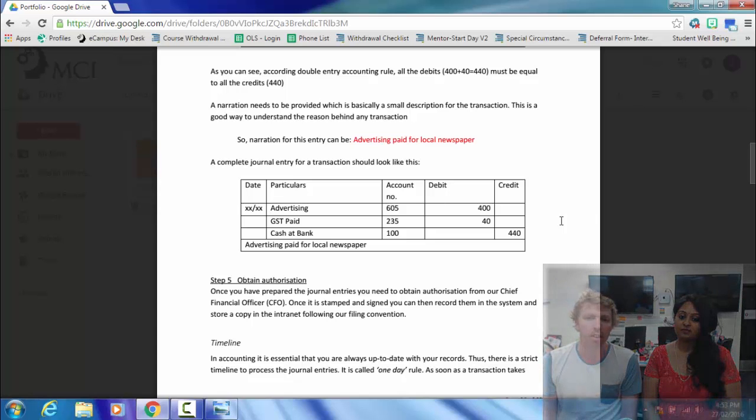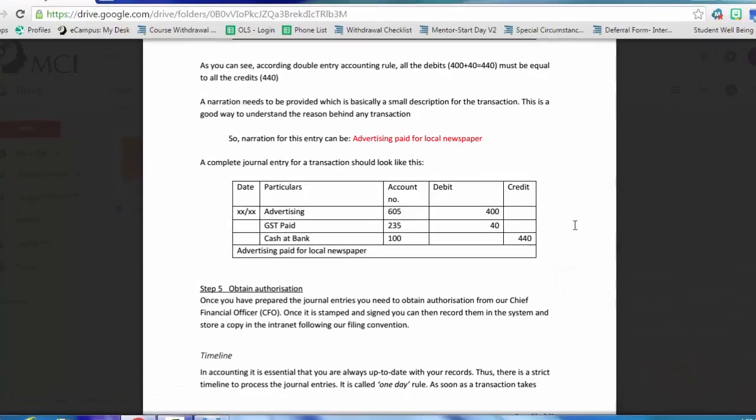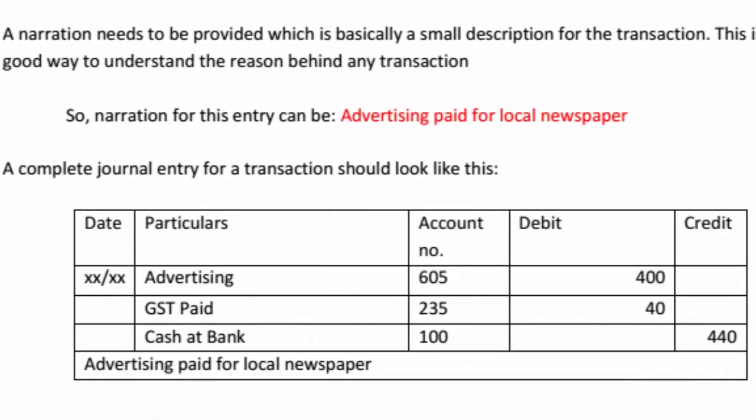Now, as you can see, going back to what we covered last time in the previous video with double entry accounting, because we paid $440 for this advertising, the debit side equals 440 and the credit side equals 440. But they're made up slightly differently. The debit side has advertising and GST paid. That's because the advertising itself was only worth $400, but the GST on top of that was $40. Because we paid the transaction with cash, that means $440 cash has to come out of our bank account to cover that expense.